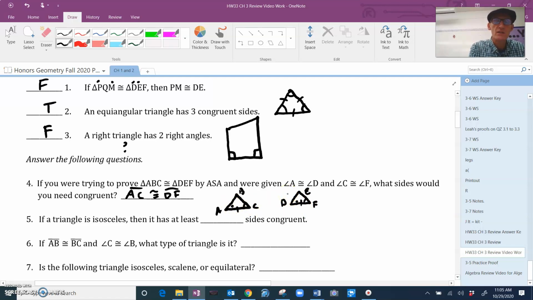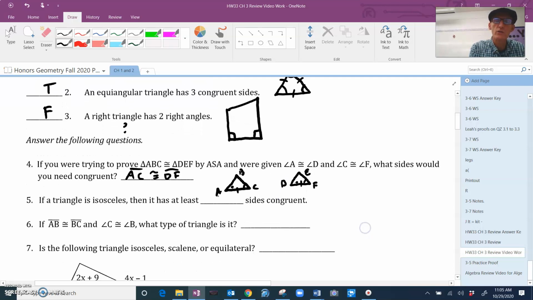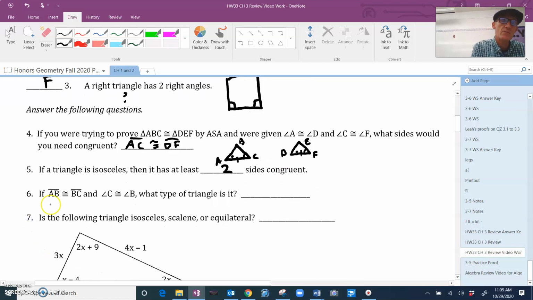If a triangle is isosceles, then it has at least 2 congruent sides. Now, it could have 3. Remember, all isosceles triangles are not necessarily equilateral triangles, but all equilateral triangles are isosceles triangles. If AB is congruent to BC and angle C is equal to angle B, what type of triangle is it? Well, this is equilateral. It's an interesting problem because I will show you in the drawing. Equilateral triangle. You could say equiangular, but it's the same.